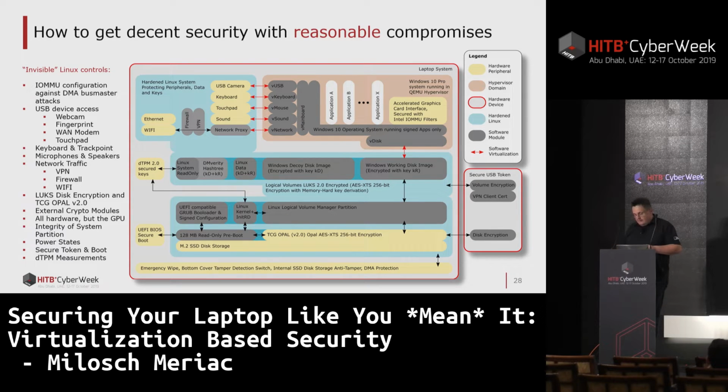And on the right side, you see the secure USB token, and I can not only use it for the volume encryption, but I can also use it to store my VPN credentials and my disk encryption key derivation, or part of it, inside that. So when I unplug that, there is no way I can retrieve these keys.